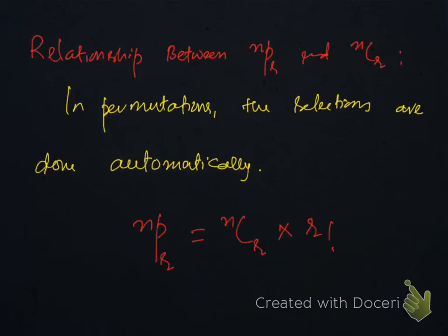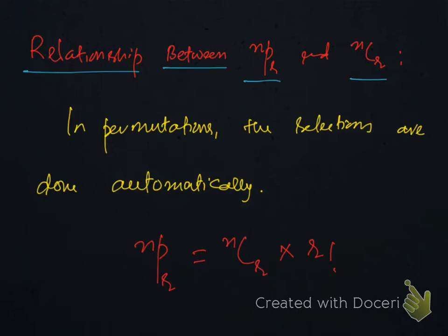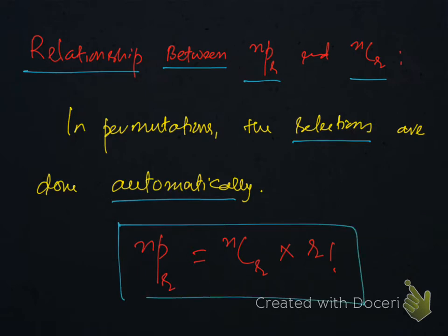Relationship between NPR and NCR. In permutations, the selections are done automatically. When you use the NPR formula, it involves NCR and R factorial. So selections are done automatically in NPR.